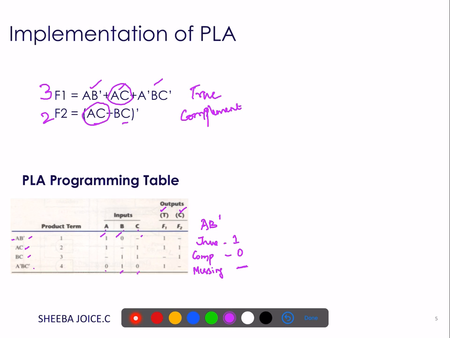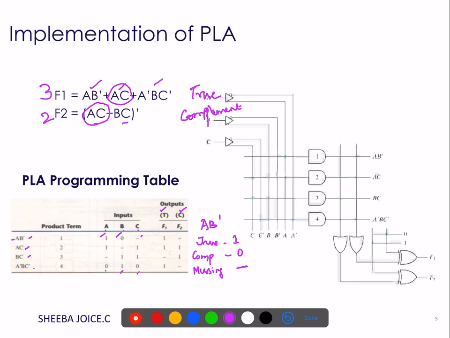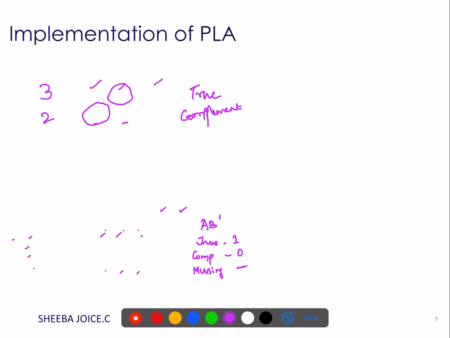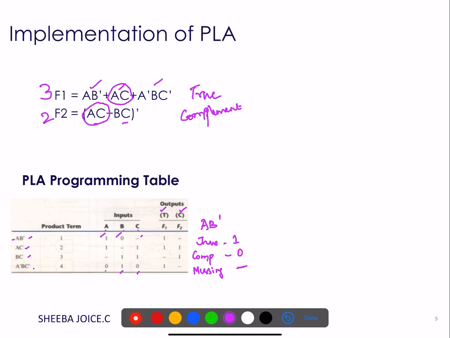Now we will see F1 and F2. How to represent F1? What are the terms that are present in F1? First we will check the first product term, AB complement. AB complement is present in F1. Therefore, I mark it as 1. AC is also present in F1, so I mark it as 1. BC is not present in F1, so I mark it as blank. A complement BC complement is present in F1, so I mark it as 1. Similarly, we can do it for F2.